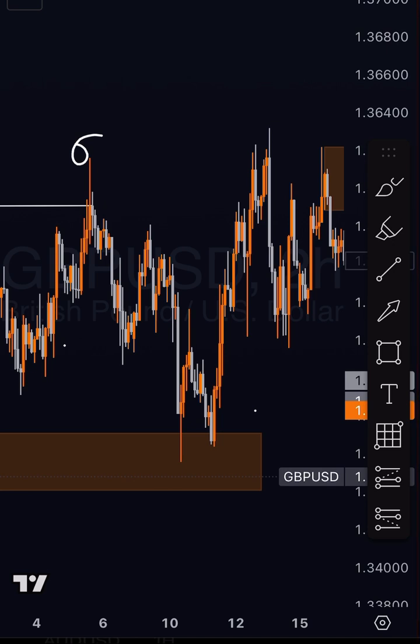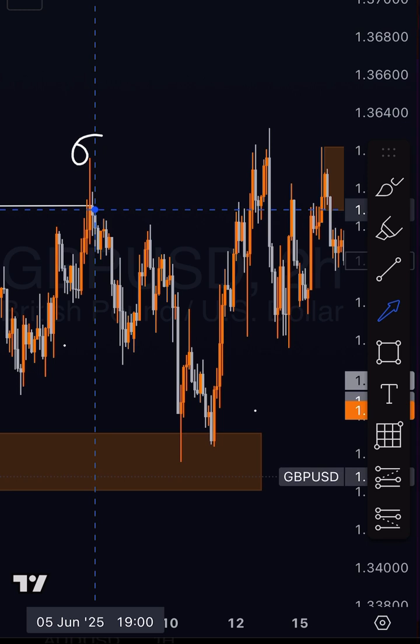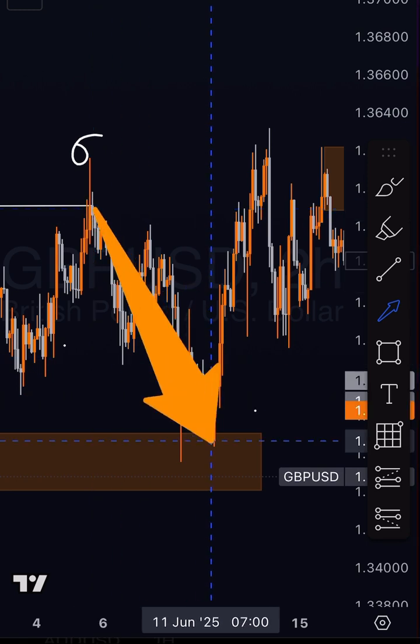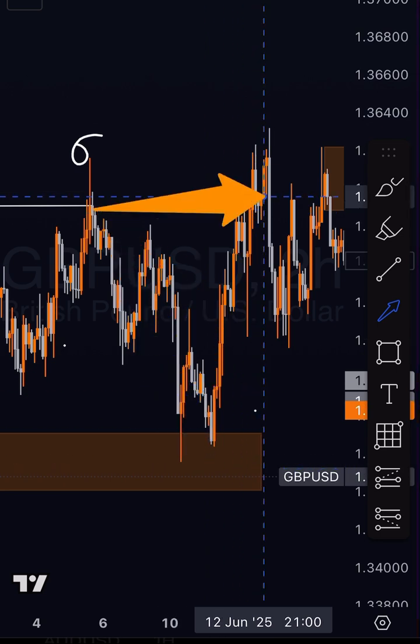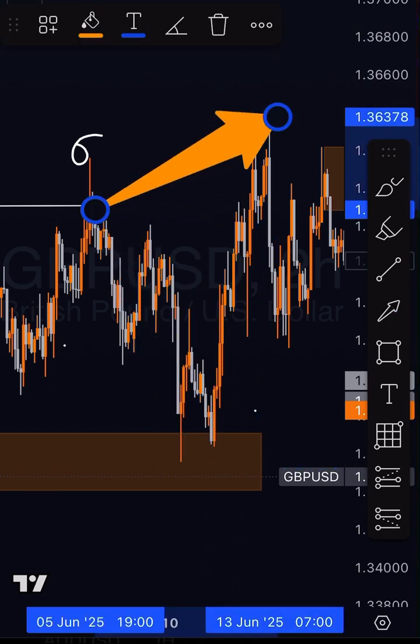So what happened next? You can buy from here, guys. You would have bought from here, actually. You see what price did? It even went up. You buy from here, price goes up. That's a quick one, guys. So what happened next after this? On to the next.